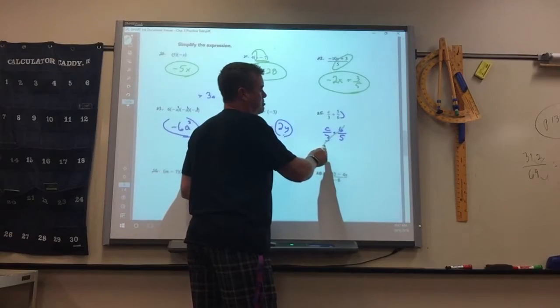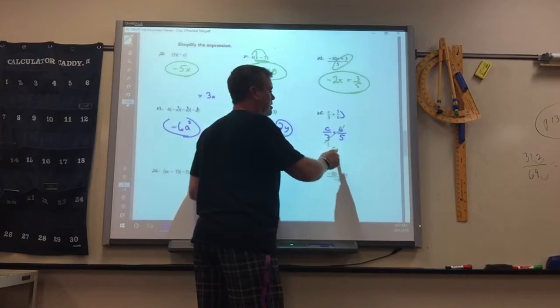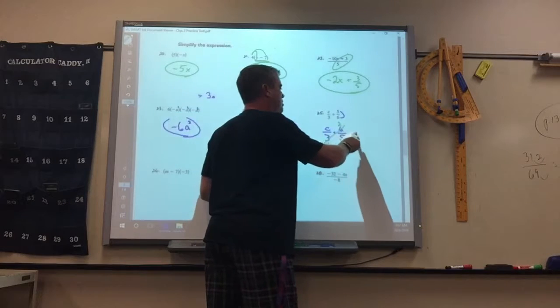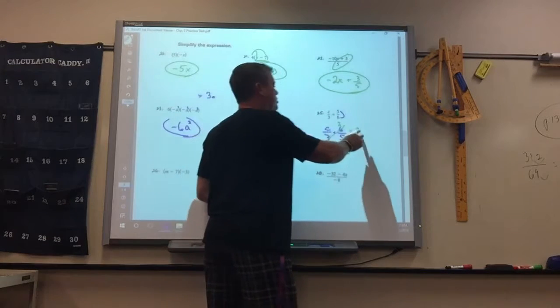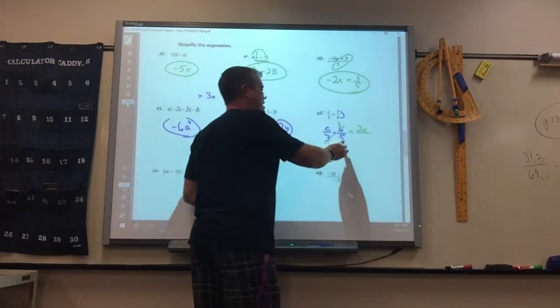I can divide both these by 3. 3 divided by 3 is 1. 6 divided by 3 is 2. So top, c times 2 is 2c. 1 times 5 is 5.